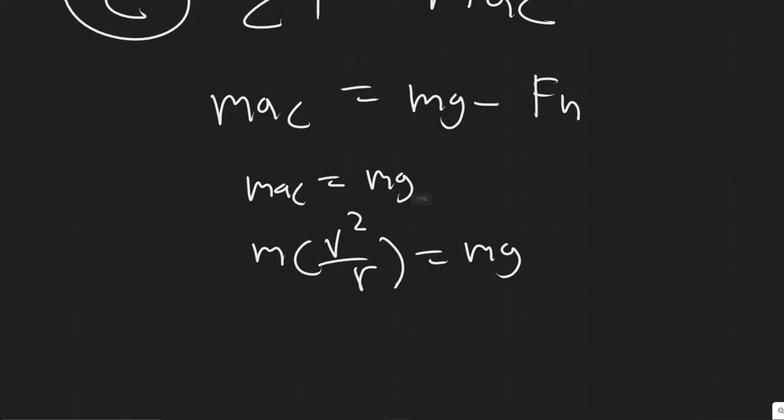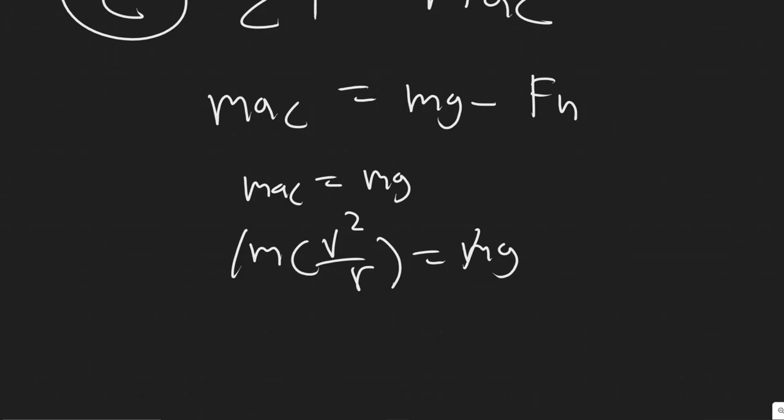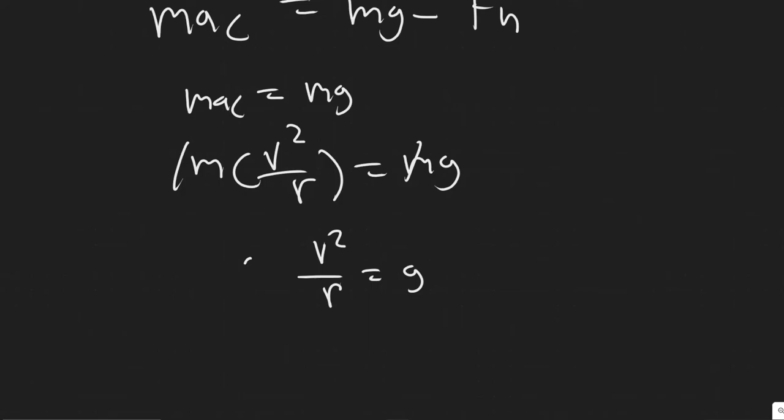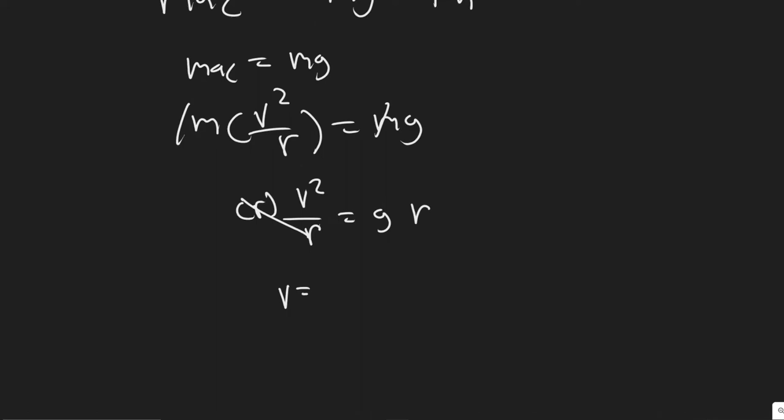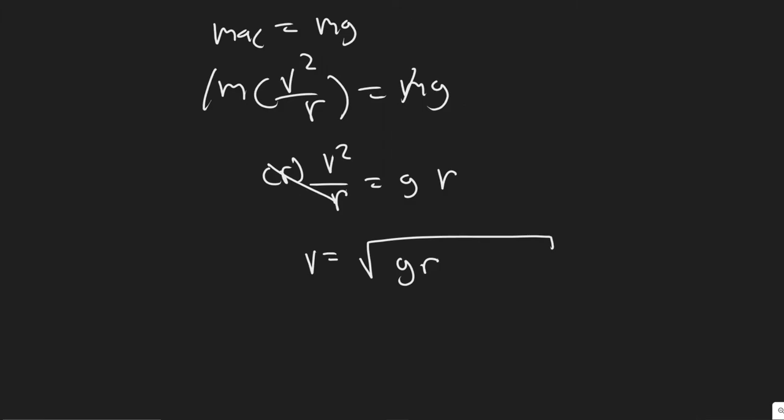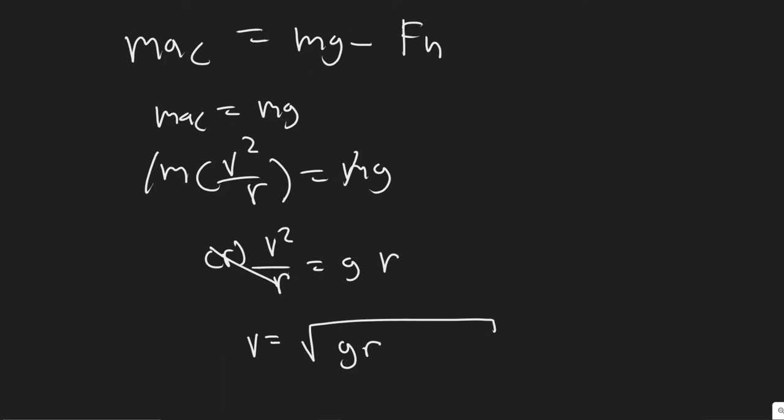And then it's just really a matter of solving. Notice we have a mass on each side, so they cancel. And then you just have v squared over the radius equals the gravity. And then you could just multiply both sides by r. And then you would square root. So v equals the square root of g times r. And so this is going to give us our velocity when the normal force is zero. So that's what they wanted, right? The car speed at which the normal force on the driver equals zero. So this is our car speed.